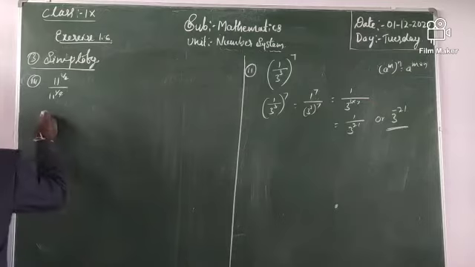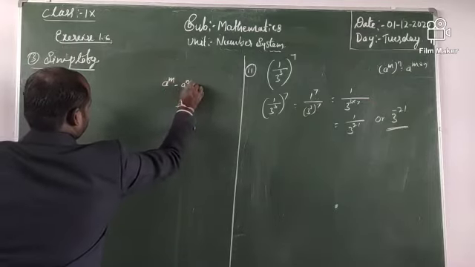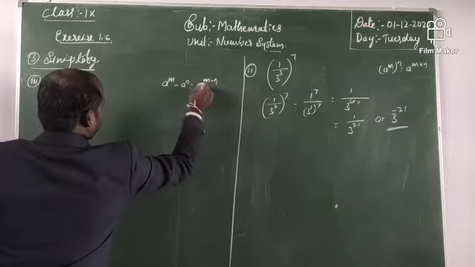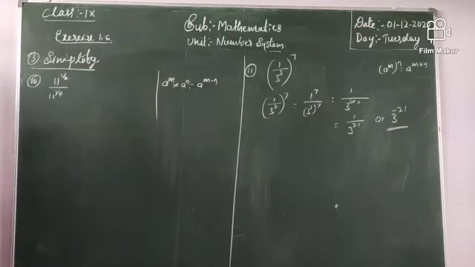This is equal to a to the power of m minus n. This is the formula we have to use.